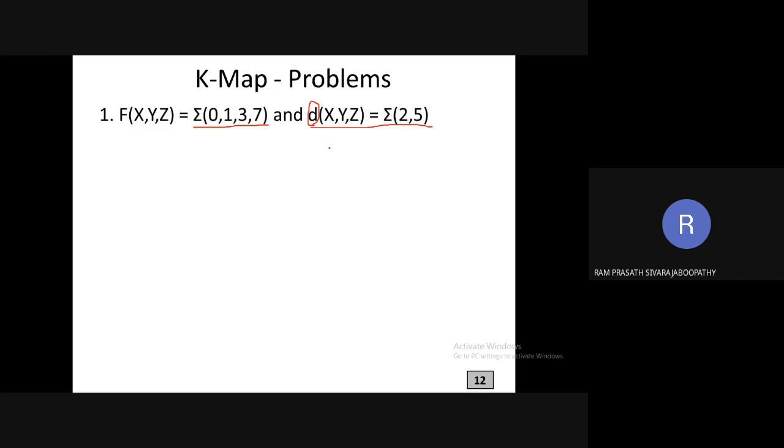Fine. Can we draw the K-map table? How many variables we are having? Kindly type it in the chat. How many variables we are having in the given expression? 3 variables. Very good. How we can split the variables?